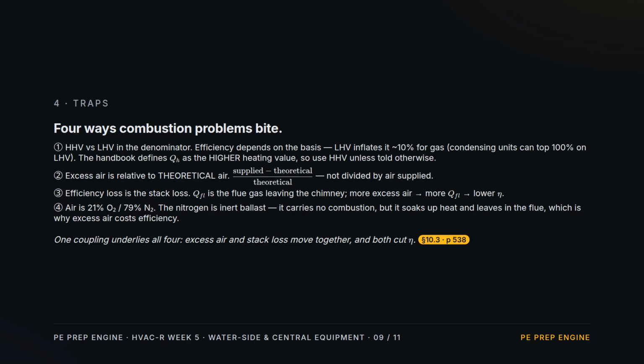Traps. 4. 1. Higher versus lower heating value in the denominator. The lower value inflates efficiency by about 10% for gas, and condensing units can even top 100% on that basis. But the handbook defines QH as the higher heating value, so use it unless told otherwise. 2. Excess air divides by theoretical air, not by the air supplied. 3. The efficiency loss is the stack loss. More excess air means more flue loss and lower efficiency. 4. Air is 21% oxygen, 79% nitrogen. That nitrogen is inert ballast that soaks up heat and leaves in the flue.